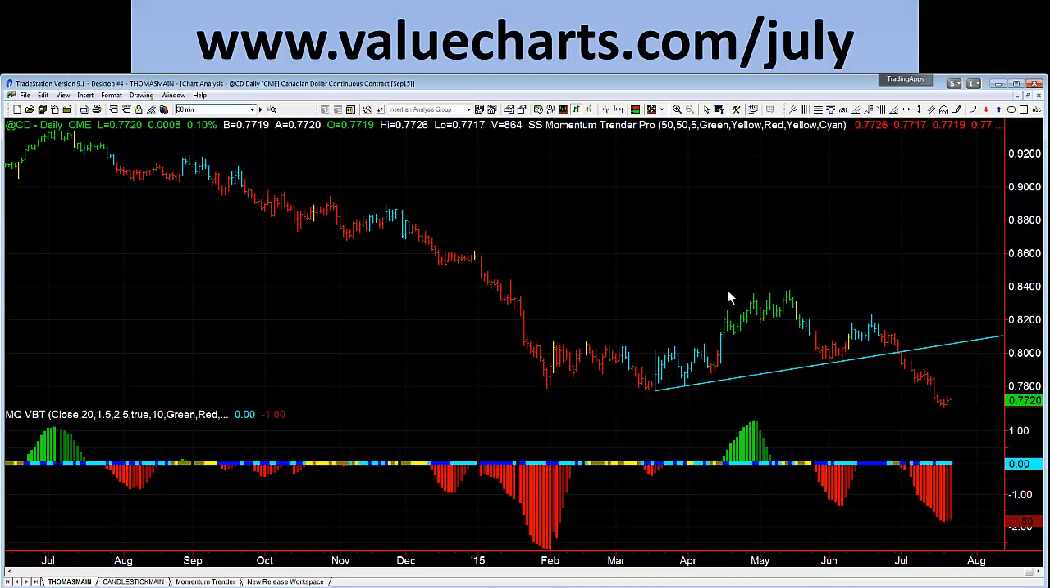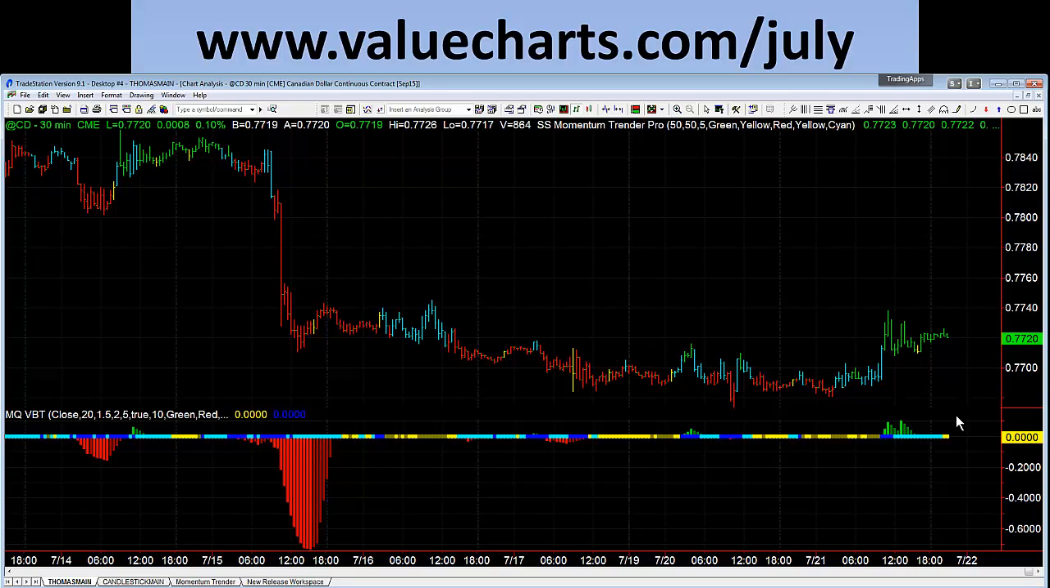What about a 30-minute chart? Here's a 30-minute Canadian dollar. You're in a squeeze right now. So what does that mean? That means you draw resistance, you draw support, you watch for a breakout.